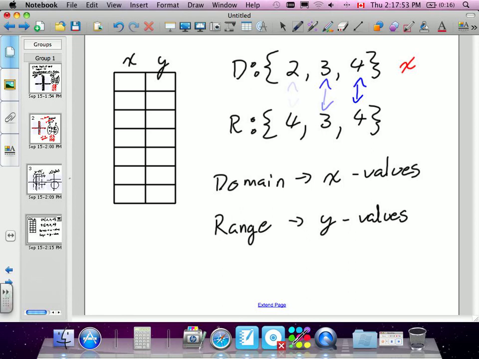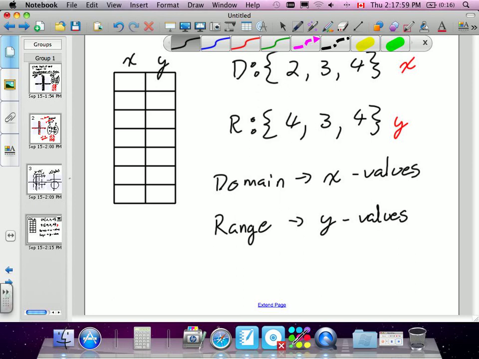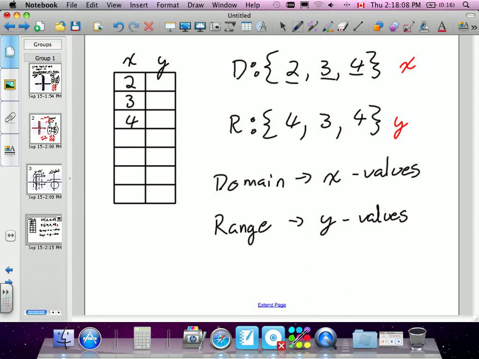So I can rewrite this in a table. I'm going to write down my domains and my x. So I have an x value of 2. I have an x value of 3. And I have an x value of 4. That's all they've given me so far. Then these are the corresponding y values. So for 2, if my x was 2, y was 4. So I plug it into the chart.